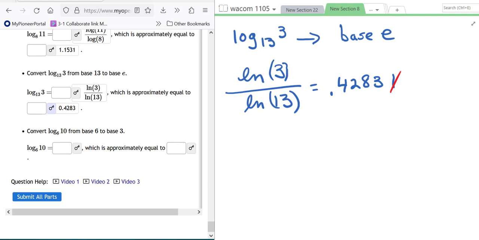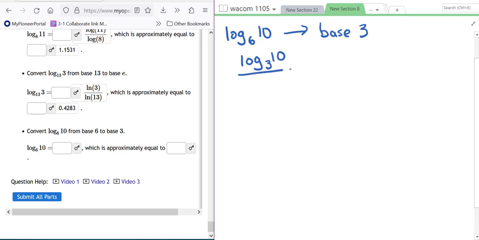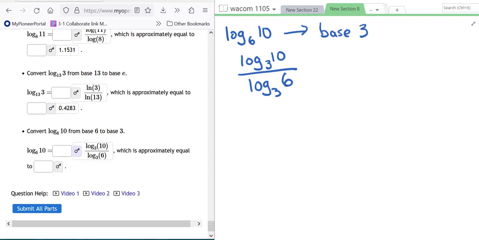All right. I better get a new sheet for this one. So this one's going to take more steps. They want us to change from base 6 to base 3. So the first step is going to be easy. It is going to be the log base 3 of 10 over the log base 3 of 6. This went on top, this went down here. But that doesn't help us as far as calculating. But that's the answer they want. And you could do your parentheses to make it proper.